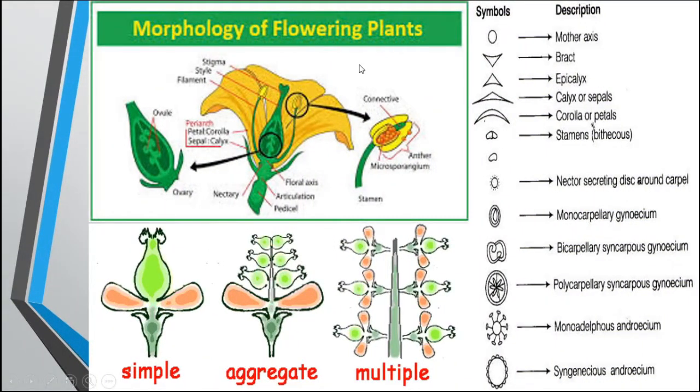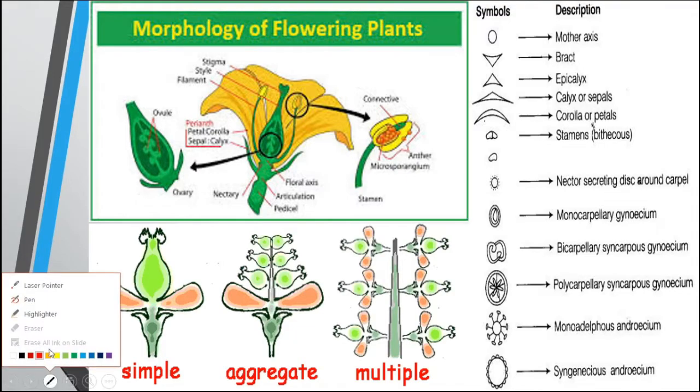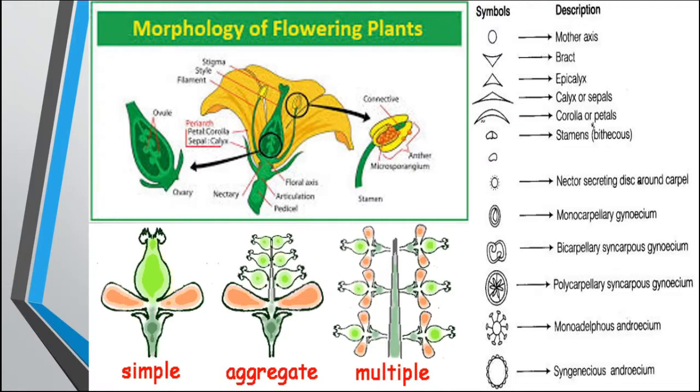This is the morphology of the flowering plant. Here we can see this is the TS of the flower, this is the structure of the female reproductive part, this is the ovary, and inside this the ovule is present. Now the male reproductive part, that is the stamen, and here you can see the stamens: anther, this is the filament, and this one is connecting these two.